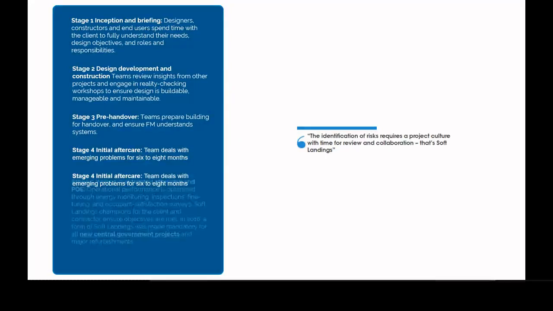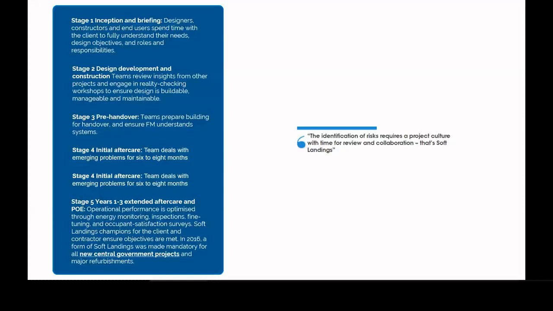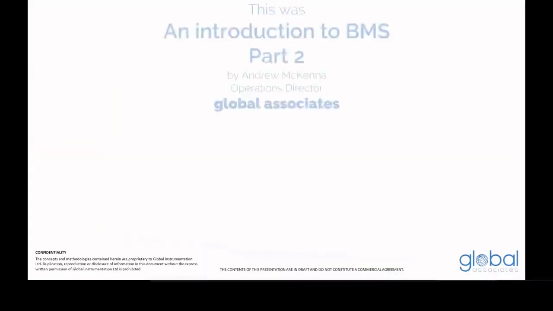And then stage 5, apologies, an extension of aftercare. So operational performance is optimized through energy monitoring. I mean, that's exactly what we've spoken about all the way through this presentation. So, inspections, fine tuning, making sure loops are optimized, making sure everything that we've just spoken about is being championed. I think it's really, really key, guys, and really important. And I think that kind of gets me to the end of the presentation.